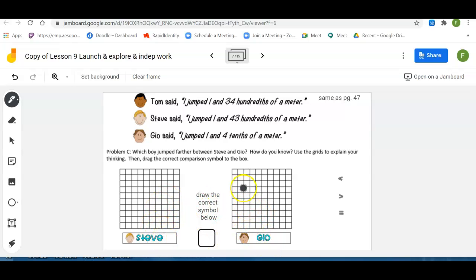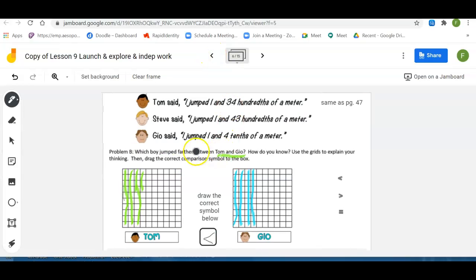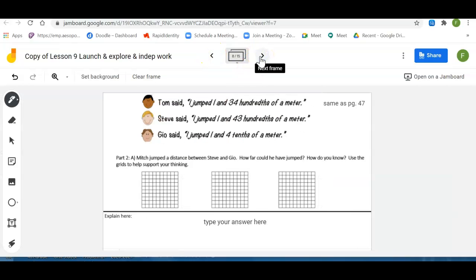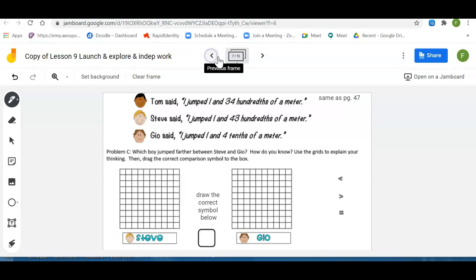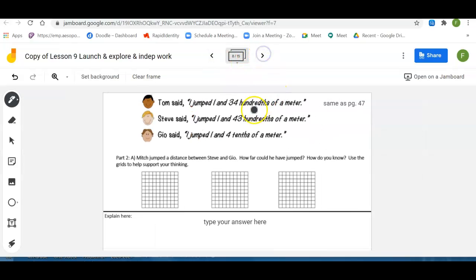Go ahead and compare Steve and Geo, just pretty much like I did for the previous ones. So Steve and Geo. And then on slide number 8, you're going to answer this one. This one says Mitch. So Mitch is not up here, but Mitch jumped a distance between Steve and Geo. How far could he have jumped, and how do you know? Use the grids to help support your thinking.